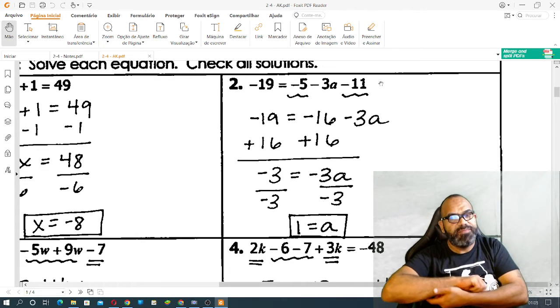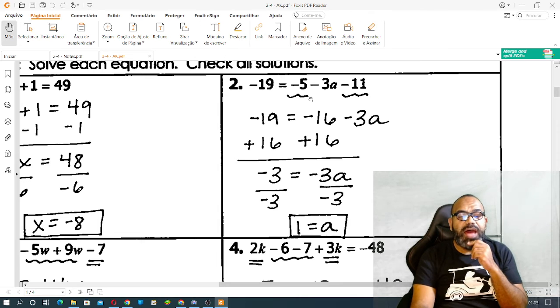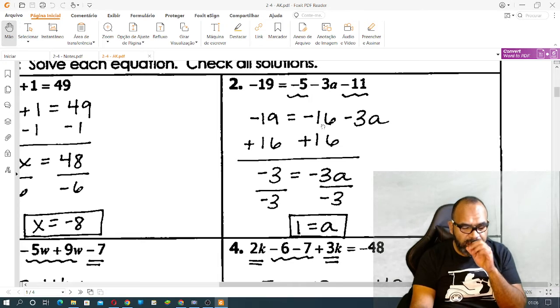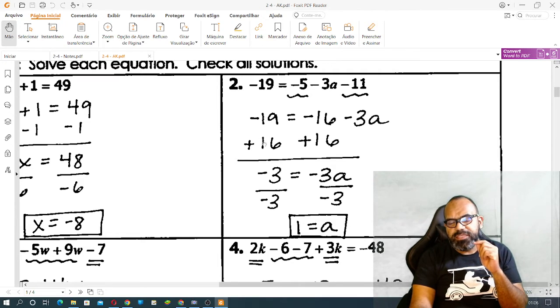Negative 16. Okay? Then after that, where is the variable? The variable is on the right. We did the combined terms on the right, everything. Now, what is the opposite to subtract 16? Add 16, add 16. Both sides just cancel out. You have here only negative 3. Which number times negative 3 is negative 3? The number is 1. A equals 1.